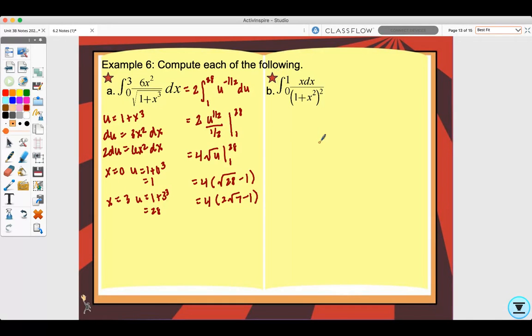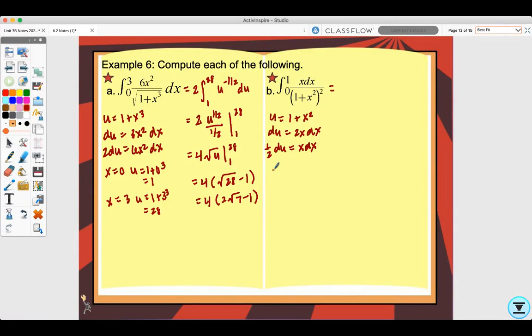The other one, we need to compute the antiderivative of x dx all over 1 plus x squared, squared, from 0 to 1. So we're going to let u equal 1 plus x squared. Du would equal 2x dx. And notice my x dx doesn't have a 2. So to get rid of the 2, I would multiply by 1/2. So I'd have 1/2 du equals x dx.